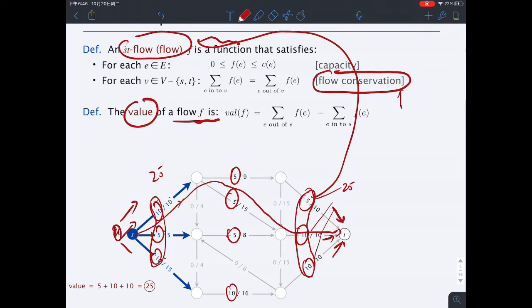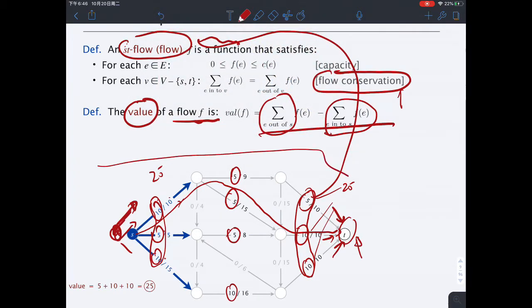That's the reason, together with the fact that no flow is going to disappear, that the amount of flow you push out is exactly the same as the amount of flow you suck in at T. So the value of the flow can be defined as the amount of flow that's being pushed out from S minus the amount of flow that's being pushed into S. If I take the difference, it's the value.